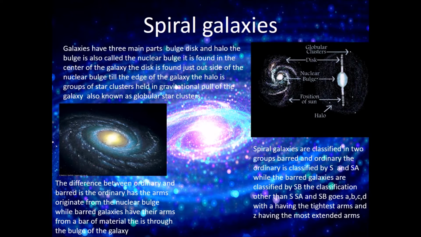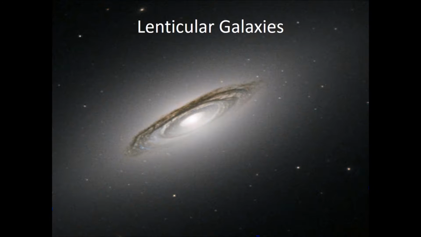The difference between ordinary and barred is that ordinary, of course, just has normal arms, just like the Milky Way, as you can see right here, while barred has pretty much a giant bar of mass and material going through the dead center of the galaxy, which the arms go off of that.